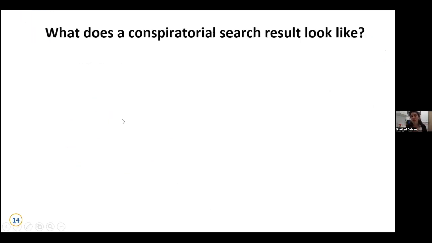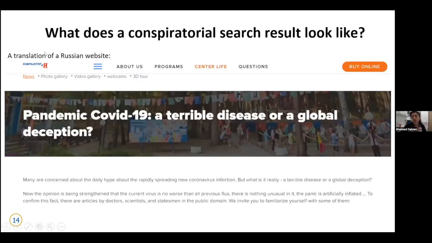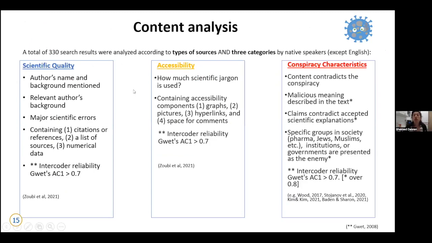Just to clarify, what does a conspiratorial search result look like? Here is an example of a translation of a Russian website: pandemic COVID-19, a terrible disease or a global deception. We used content analysis in order to see different criteria about the content. We looked at 3 different clusters: scientific quality, accessibility, and conspiracy characteristics. And because of the time, I will go deeper into this in the findings.